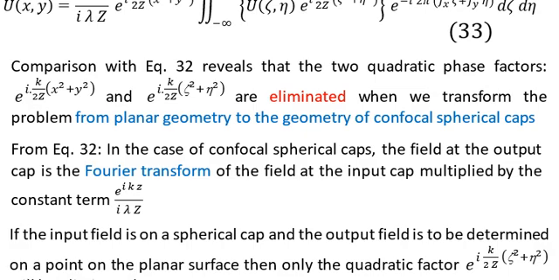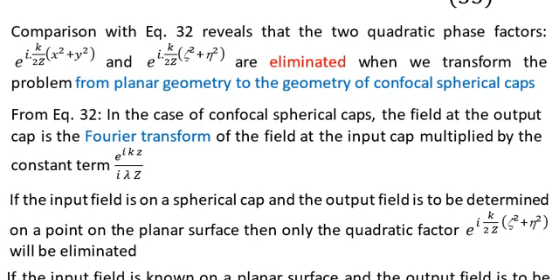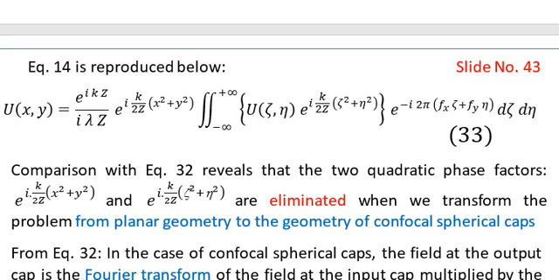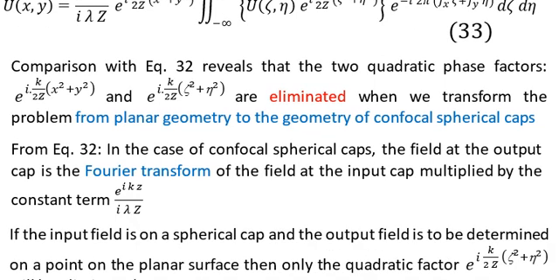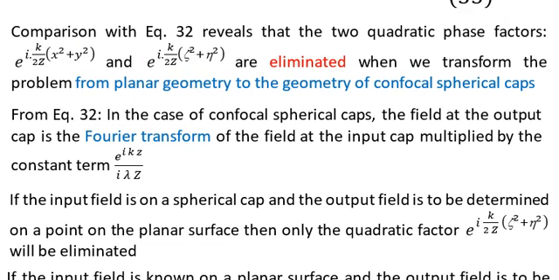Comparison with equation number 32, which is this equation you see, reveals that the two quadratic phase factors, one is e to the power iota k over 2z into x square plus y square, the other involves zeta square plus eta square, are eliminated when we transform the problem from planar geometry to the geometry of the confocal spherical caps. So this is a very beautiful simplification: these quadratic factors are eliminated when you go from planar geometry to the spherical confocal geometry.